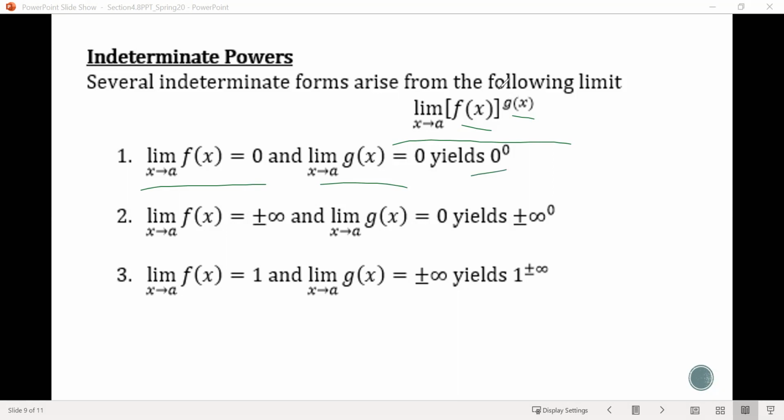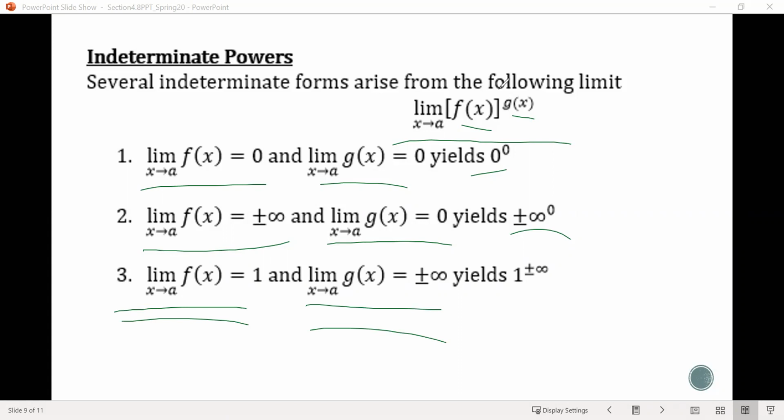Well, that's another one of our indeterminate forms that would indicate we may need to use L'Hopital. Similarly, if the limit of the lower function comes out to be plus or minus infinity, and the upper one comes out to be 0, then we'll have plus or minus infinity to the 0th, which is another indeterminate form. And if the limit of the lower function ends up being 1, and the upper function ends up being plus or minus infinity, we get 1 to the plus or minus infinity. That's also one of our indeterminate forms. And again, when we see those, that often means that what we need to do to find the limit is use L'Hopital.